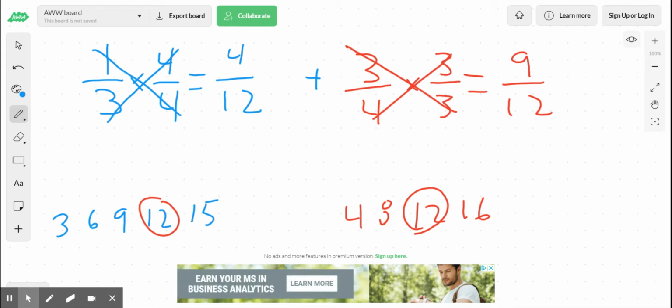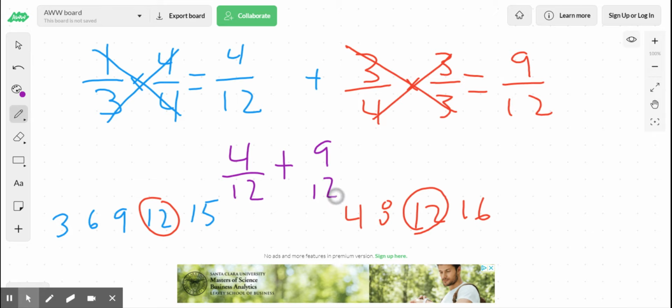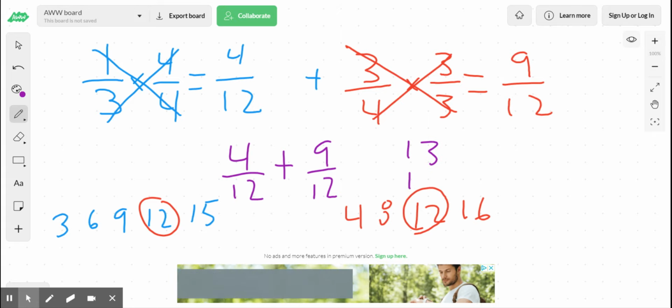So now I can do my problem. We'll do it in purple here. 4/12 plus 9/12. We never ever add the denominators or subtract them. So we have 12ths and we have 9, 10, 11, 12, 13 twelfths. 13 twelfths would be the addition of those two fractions.